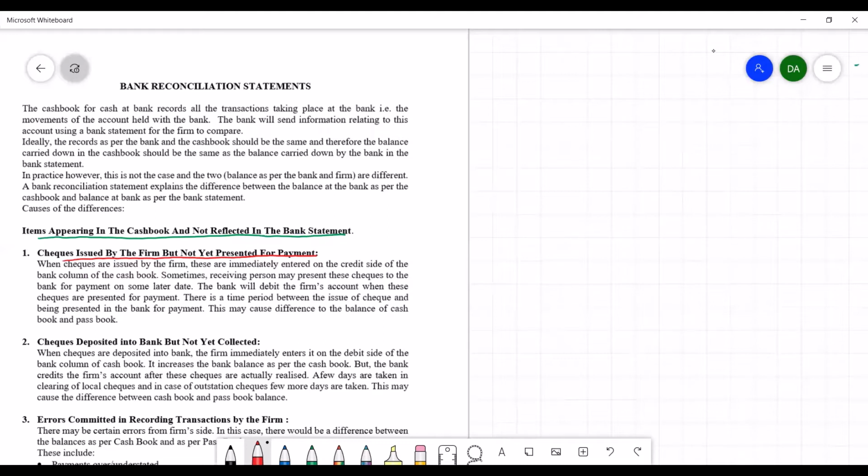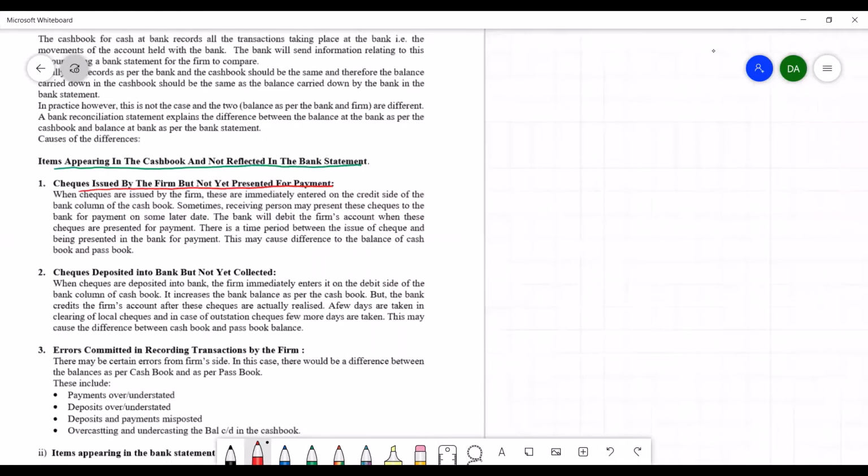That means such checks, which have already been entered in the cash book of the business, are already shown as paid out. So on the payment side of the cash book, that check is indicated as having been paid out, but it does not appear in the bank statement because it has not been debited in the business bank account.